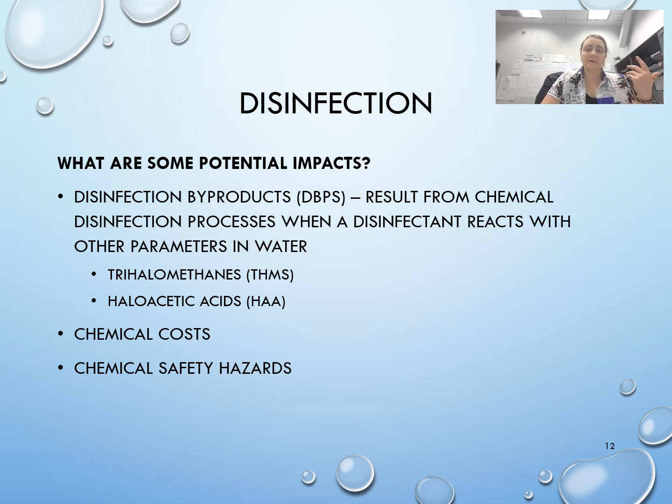And then finally, when it comes to disinfection, we have chemical costs many times associated with these processes, right? You have to buy chlorine or ozone, and you have to have power for UV. So there's cost associated with maintaining these systems. And then finally, if you have chemicals, you now have to worry about chemical safety. You have to be able to store these chemicals in a safe manner and apply these chemicals in a safe manner. Those are some things to think about when it comes to disinfection.